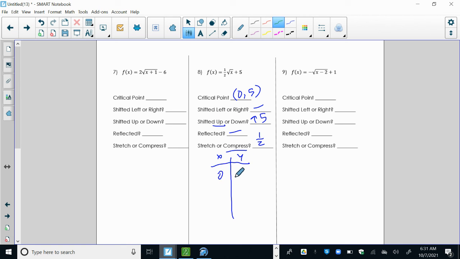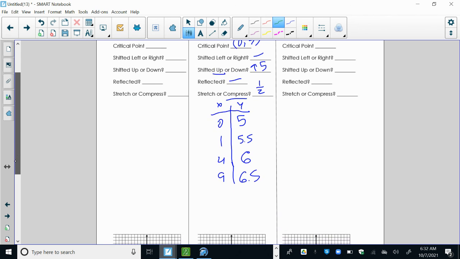So we'd start at our critical point of 0, 5. Now this is going to scrunch our graph. So watch what happens. We put in 1 here. Square root of 1 is 1, but times 1/2 is 0.5, plus 5. So this is really 5.5. So instead of going up to 6, we went up a half. Then we put in 4, the next perfect square. Square root of 4 is 2. 2 times a half is 1. So 1 plus 5 is 6. Put in 9. Square root of 9 is 3. 3 times 1 half is 1.5. 1.5 plus 5, that'd be 6.5. So we're only going up by a half each perfect square this time.